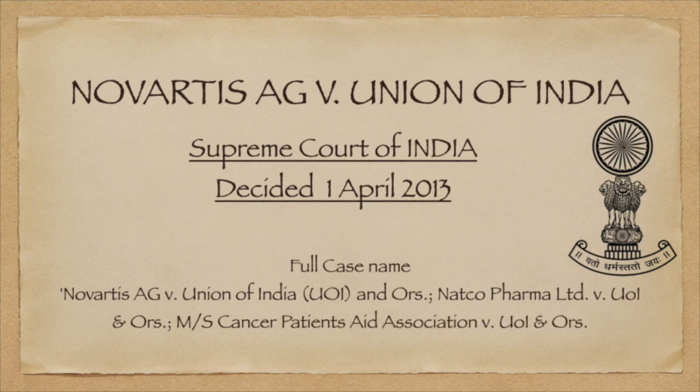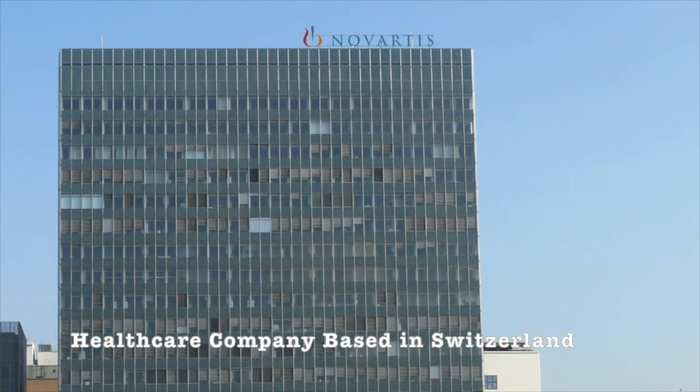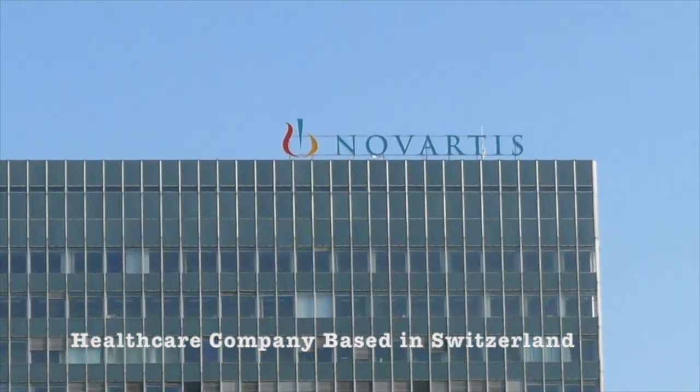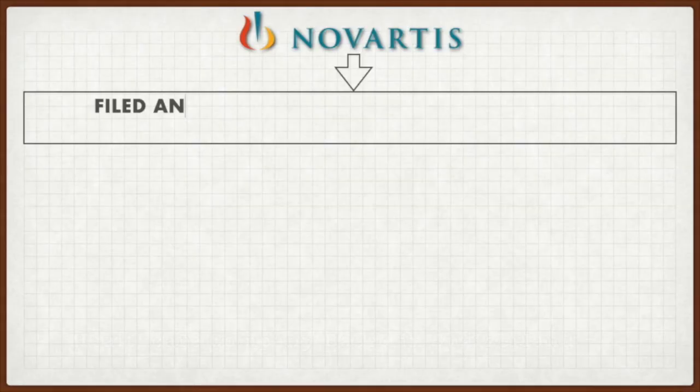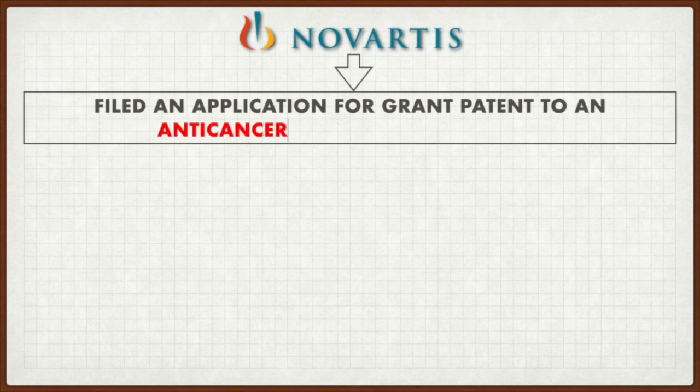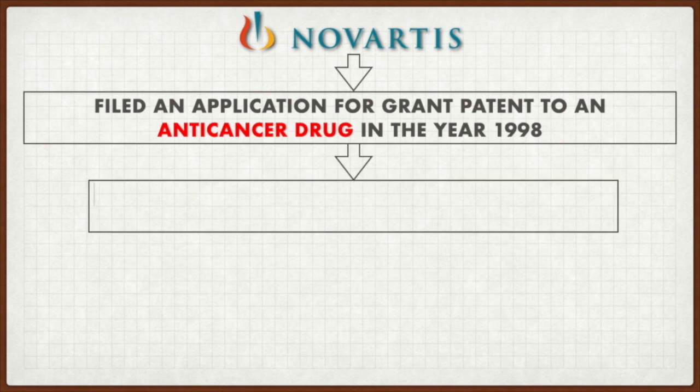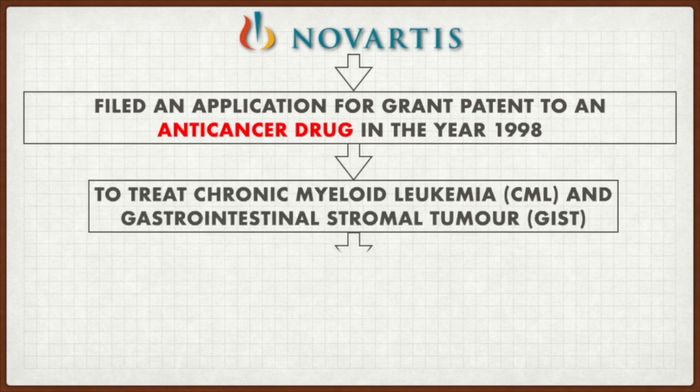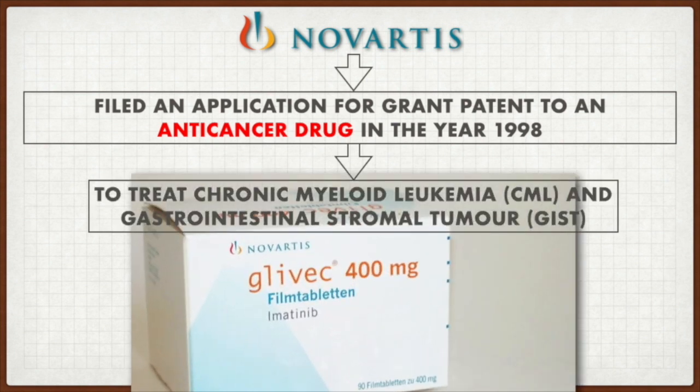The next case is Novartis AG versus Union of India. Novartis is a world's leading pharmaceutical company. This particular company filed an application for grant of patent to an anti-cancer drug in the year 1998. Anti-cancer means it is used to treat tumors and all. This particular drug's name was Gleevec.